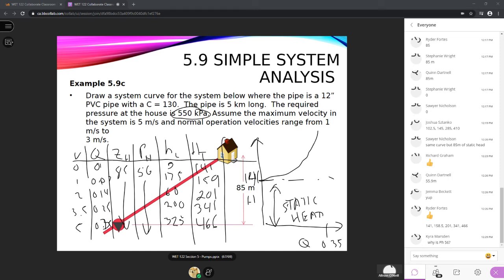Because your pressure head is equal to your pressure divided by the specific weight of water. So when you take 550 and you divide it by 9.8, you get 56 meters.